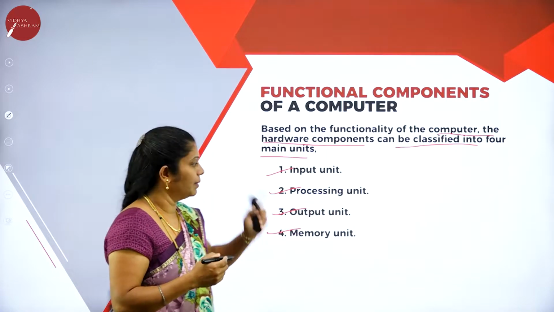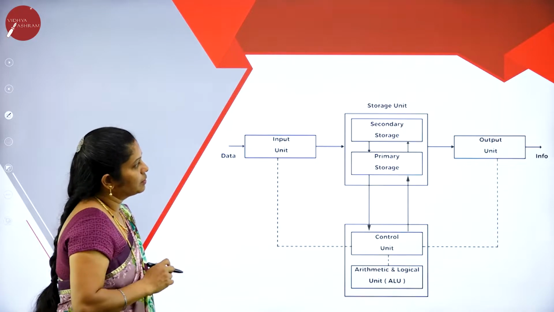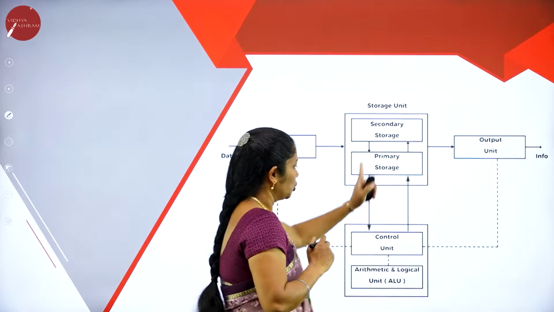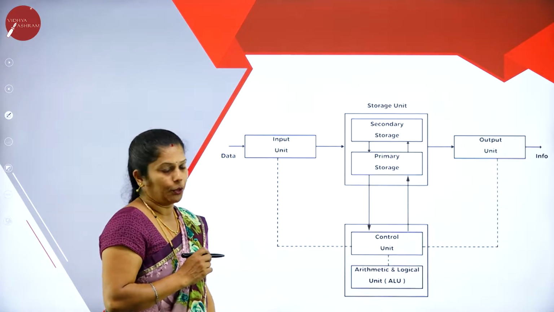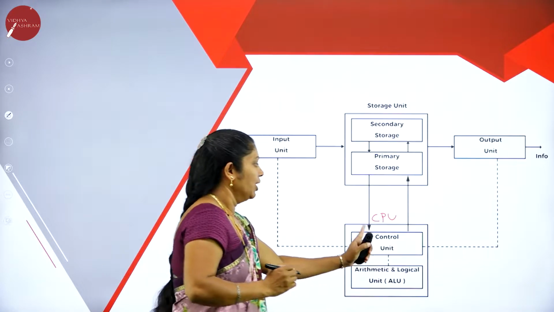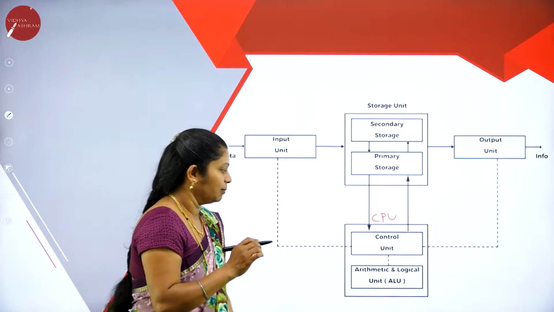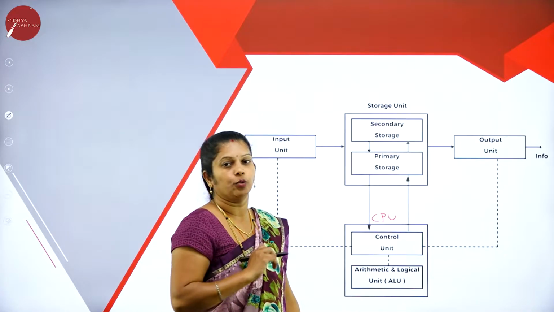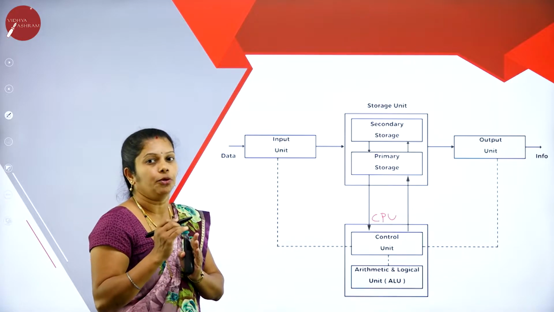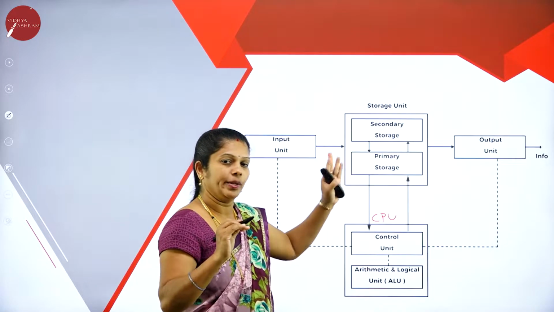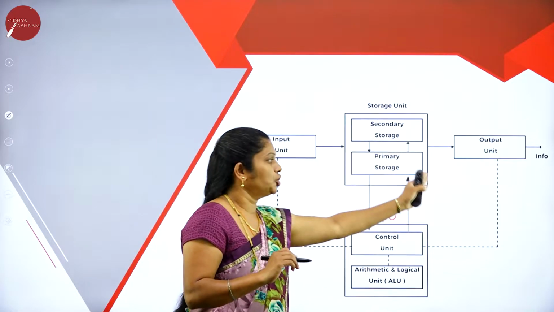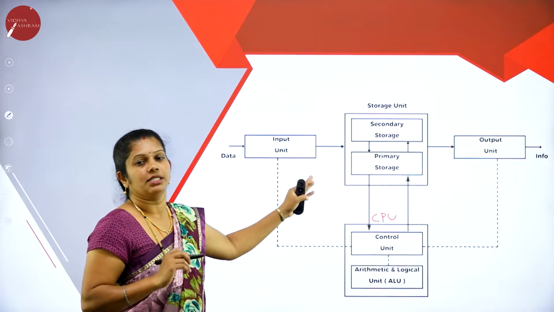Next, if you observe this diagram, here you have the input unit, output unit, storage unit as well as the CPU. Under this CPU, you have the control unit as well as the arithmetic and logic unit. With that, you will get one more, the register. Because in the exam, you will get the question to explain the block diagram of a computer. At that time, you must draw the diagram. That diagram itself carries 1 mark.